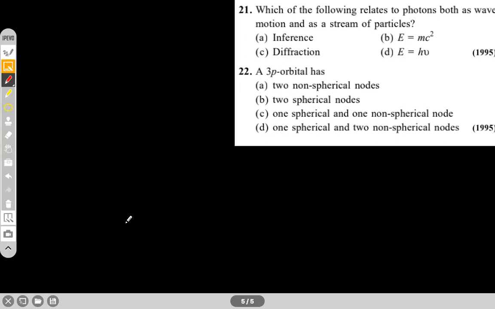Which one of the following relates to the photon as wave motion and as stream of particles? Okay, as wave motion and stream of particles. So this is the dual nature, correct? Yes. Following relationship of photon, both has wave motion as well as a stream of particle. Obviously, the wave plus particle nature, if you have, this we call it as the dual behavior, right?